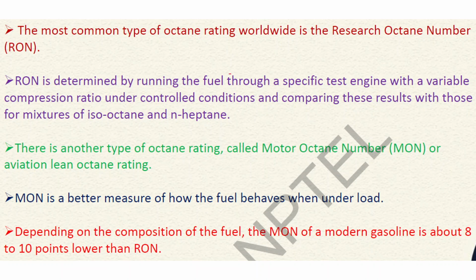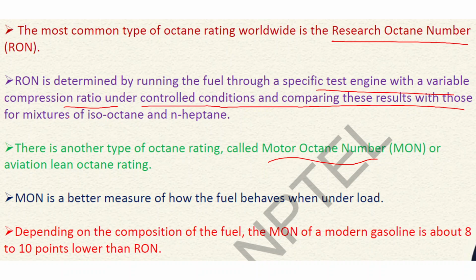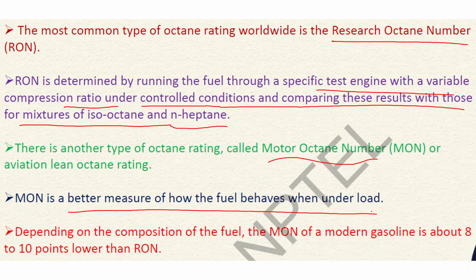The most common type of octane rating worldwide is... there are two types of octane numbers: research octane number and motor octane number. Research octane number is determined by running the fuel through a specific test engine with a variable compression ratio under controlled conditions, and comparing these results with those for a mixture of isooctane and heptane. Whereas the motor octane number is a better measure of how the fuel behaves under load.